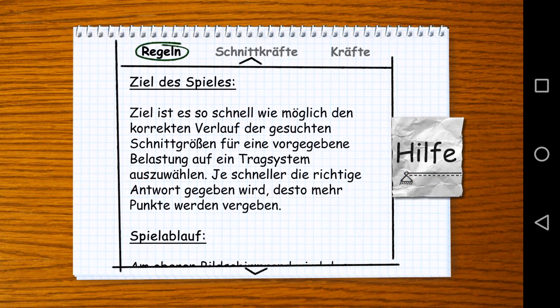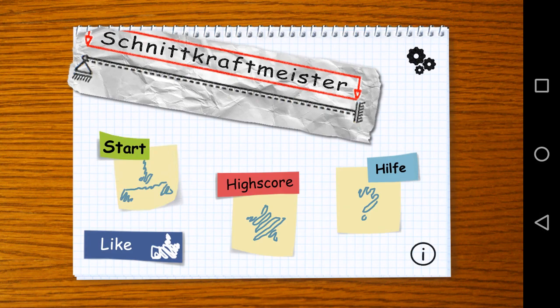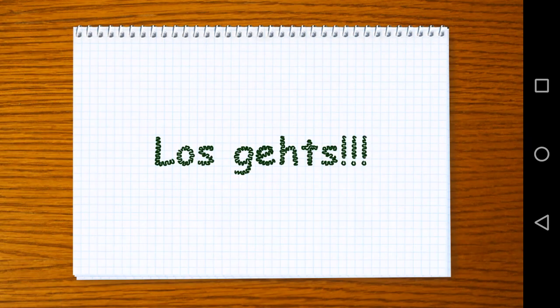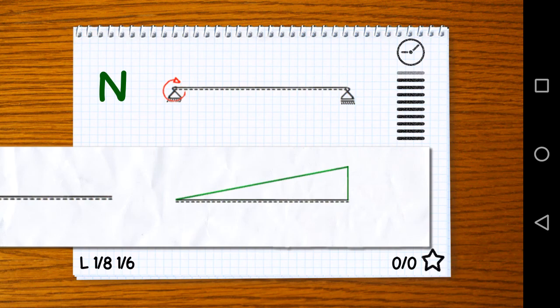So let's start. We should do level 1 and level 2. I'm going to explain what's happening. So here we have a normal beam. On the left side, a pin support. On the right side, a roller support, or sliding support. And what is the loading here? The loading here is a single moment.